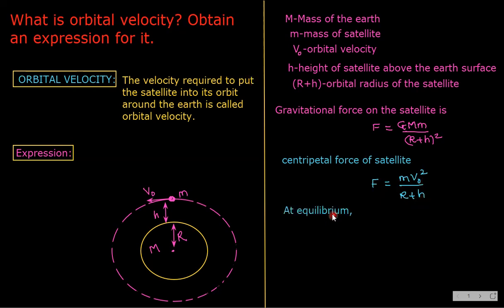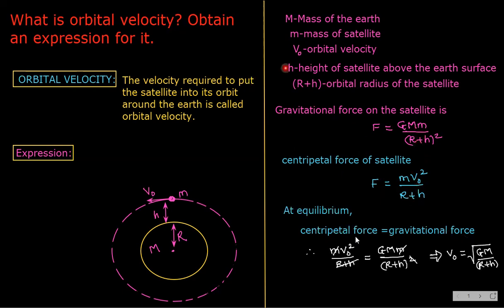Now, at equilibrium, this centripetal force is equal to gravitational force, and that's why I'm going to equate these two. So see here, m v0 square by (R plus h) is equal to GMm by (R plus h) whole square. One m cancels with this m, one (R plus h) with this square, and what you get, v0 is equal to under root GM by (R plus h). Let's move ahead.